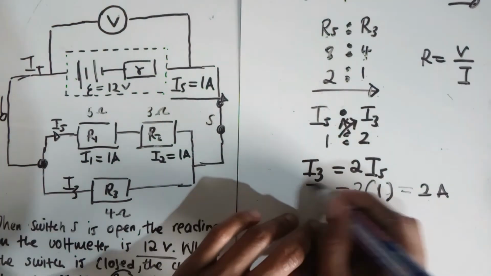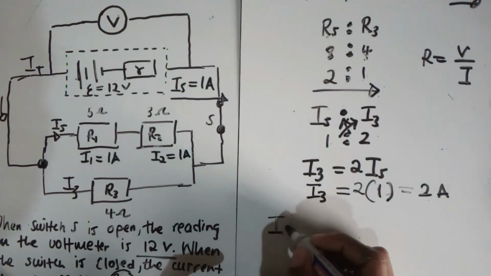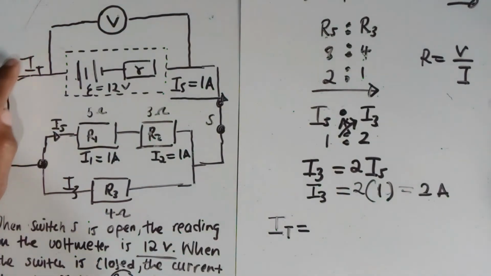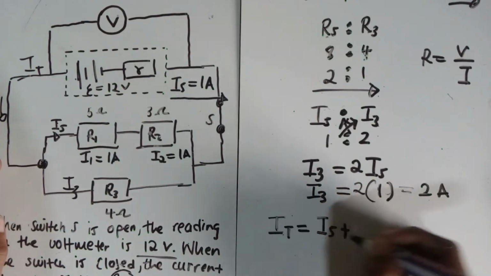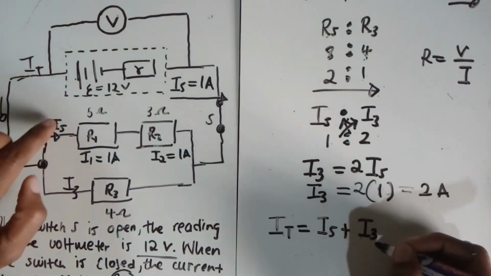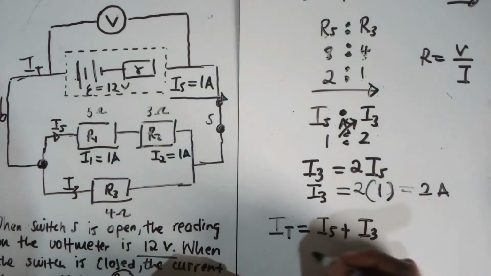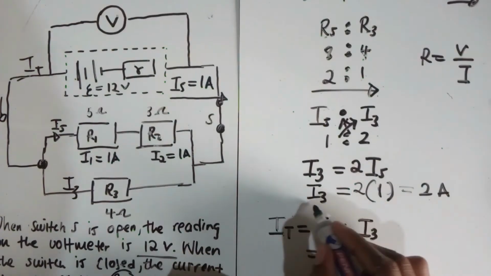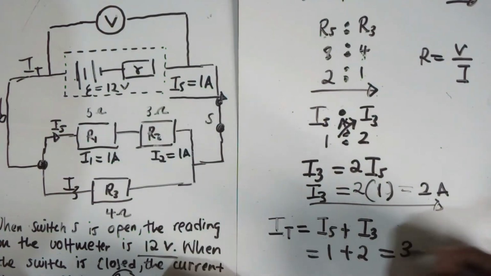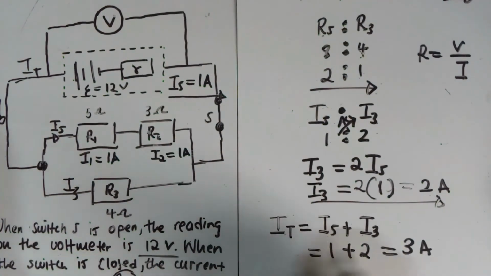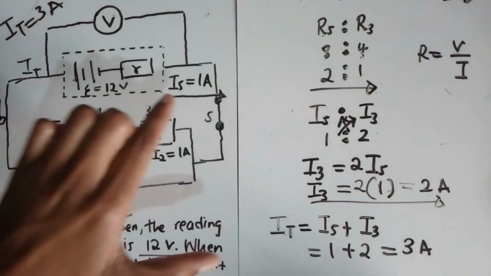But we were not asked to find I3. We were asked to find the total current. Remember that the total current will actually be split into 2. So it will be made up of IS plus I3, the current that flows in this branch, as well as the current that flows in the other branch. So IS we know is 1, plus we just found I3, which is 2 amperes. So 1 plus 2 gives us 3 amperes. So we found the total current: IT is equal to 3 amperes in our circuit.